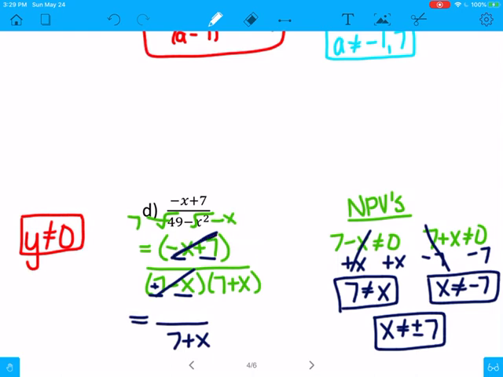What was left in the numerator? A 1. Remember, you have to keep the 1 if it's in the numerator. So it's actually 1 over 7 plus x. So if your entire top, the numerator, cancels off, you're left with a 1. And then you say x cannot equal plus or minus 7.